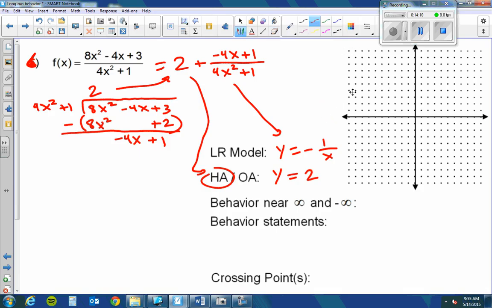It's number 6 on the back. Okay. Oh, wait.